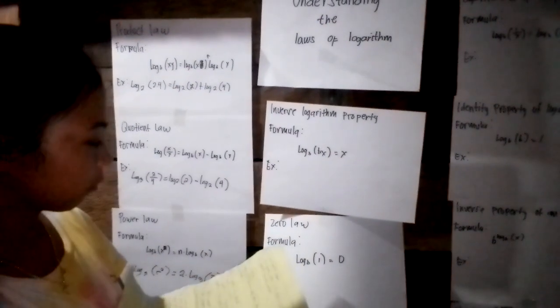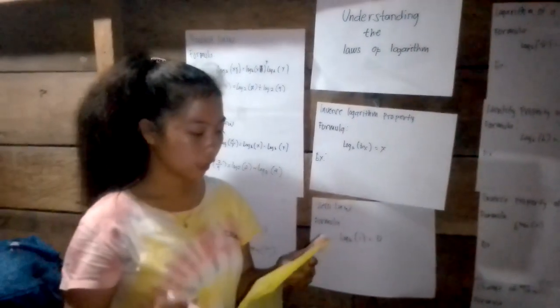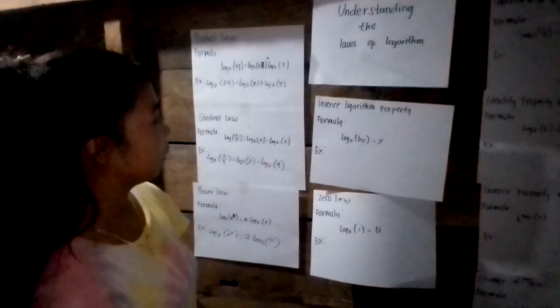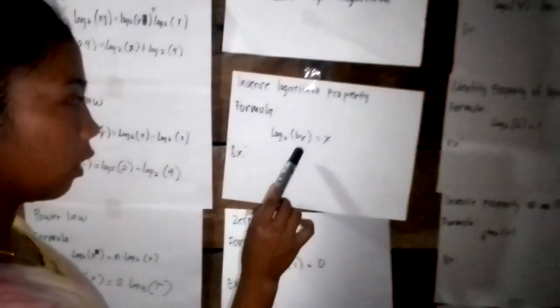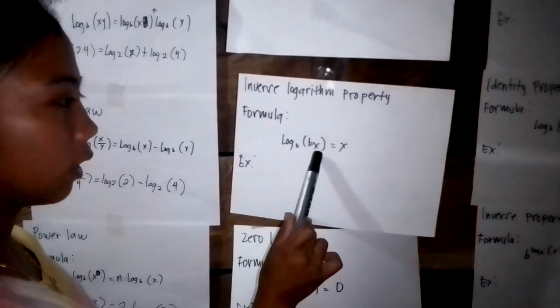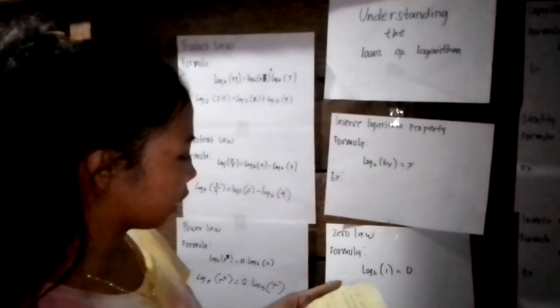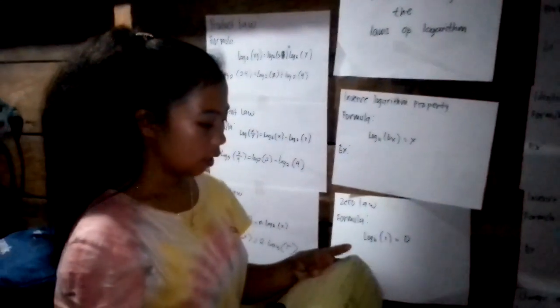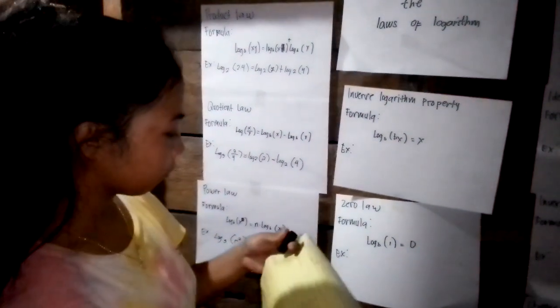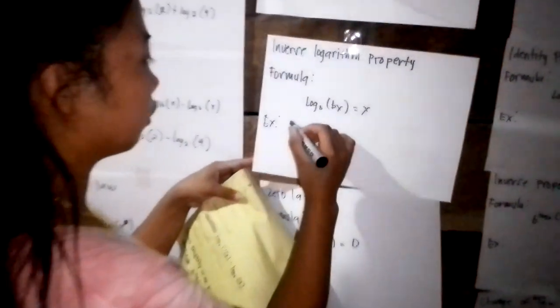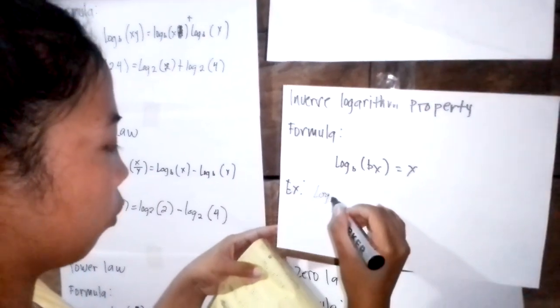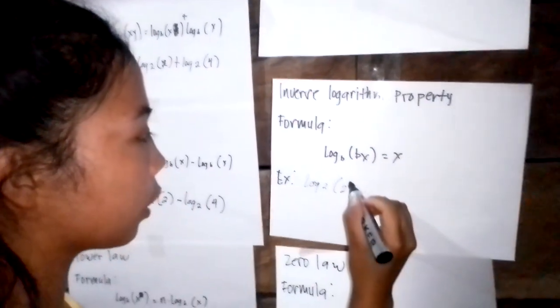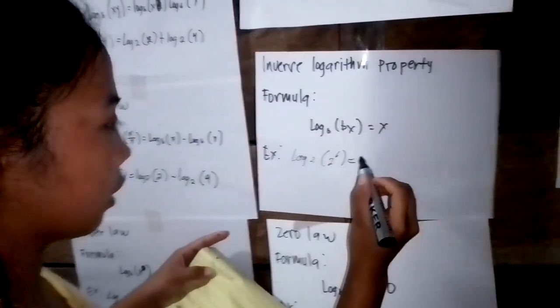Let's proceed to the inverse logarithm property. The inverse logarithm property is a key concept. It essentially says that the logarithm and the exponential are inverse operations. The formula is log base b of b to the power of x is equal to x. Here is an example of the inverse logarithm property: log base 2 of 2 raised to the power of 6 is equal to 6.